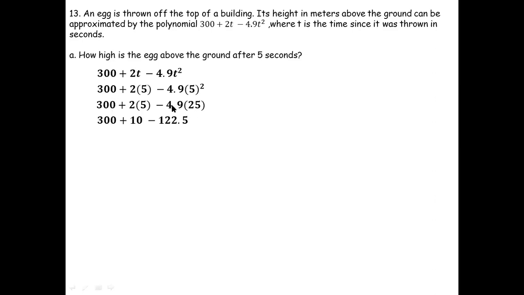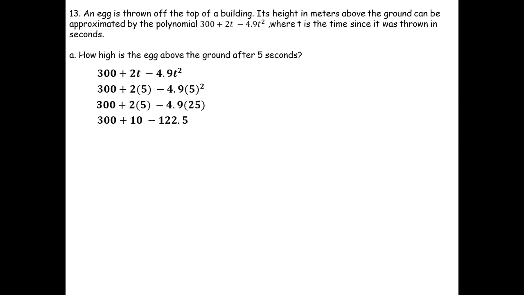Let's see. So this is the polynomial given to us. We are going to solve it. So what's the value of t given? 5. So wherever you see t, you replace it with 5. All right. So first solve the exponent. It's going to be 25. Then multiply. That's going to give you 2 times 5 is 10. 4.9 multiplied by 25 will give you 122.5.